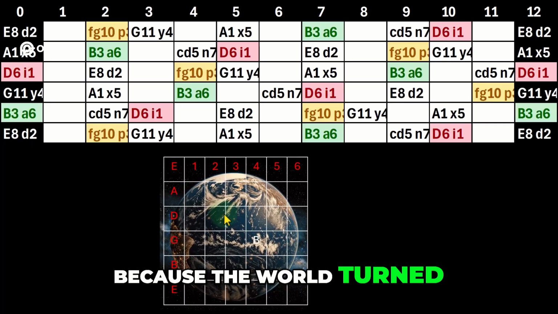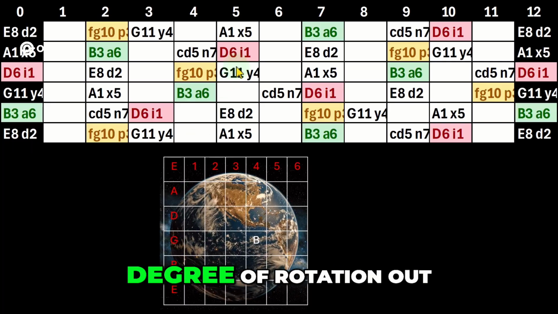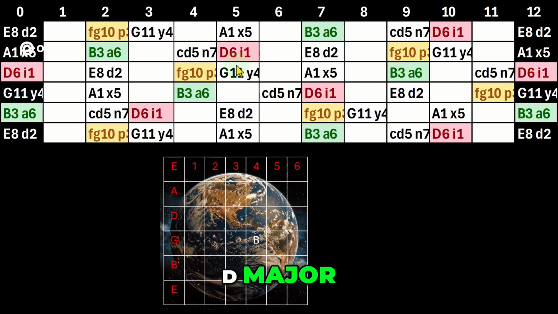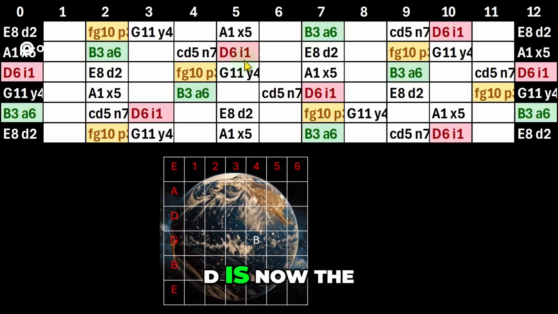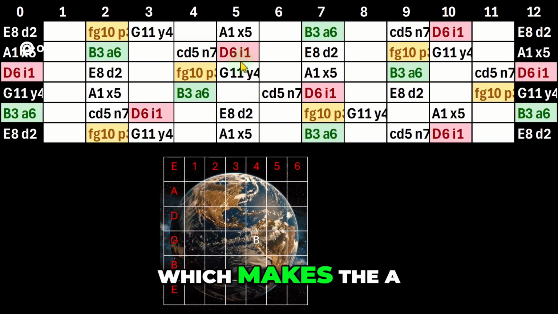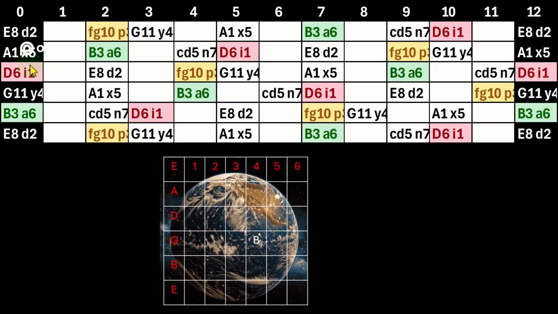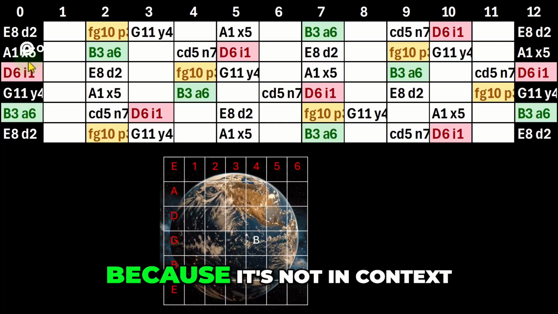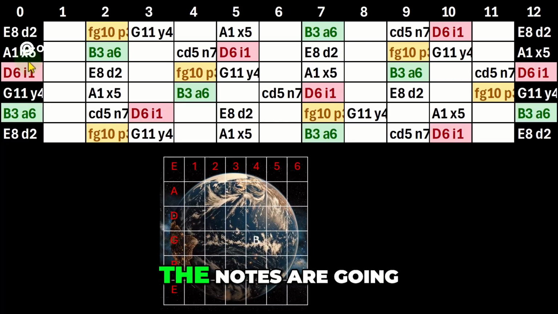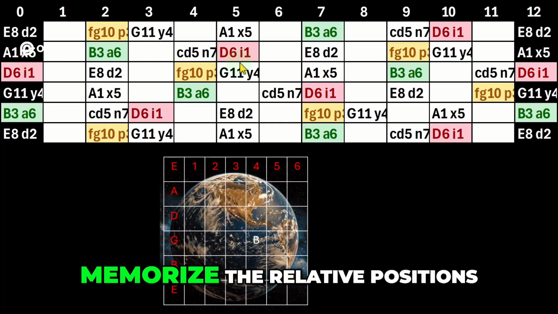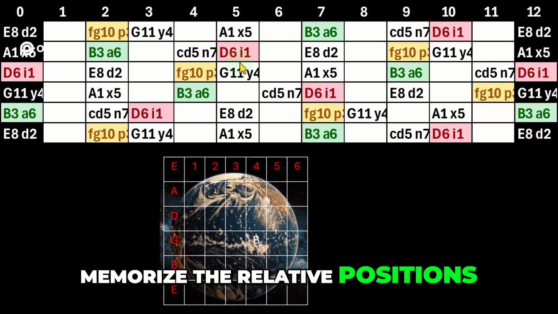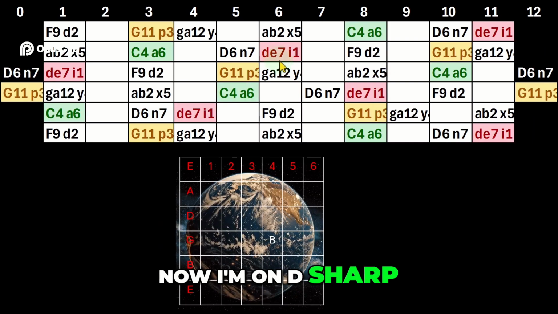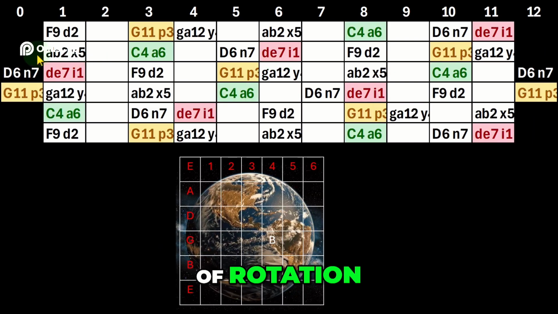Why? Because the world turned. We're on the 6th degree of rotation out of 12, which is the collection of notes around the D major, which means that the D is now the Ionian, or the 1st, which makes the A the 5th. See, if I remember all the notes, it doesn't help me because it's not in context. The notes are going to tell me the context so I can memorize the relative positions of the continents. So again, if I go up here, now I'm on D sharp, or the 7th degree of rotation. A is in the ocean.